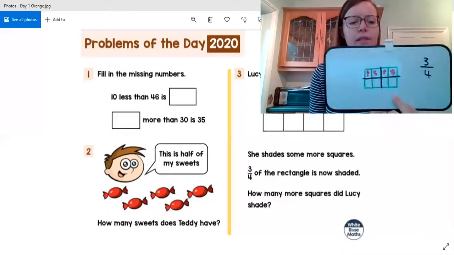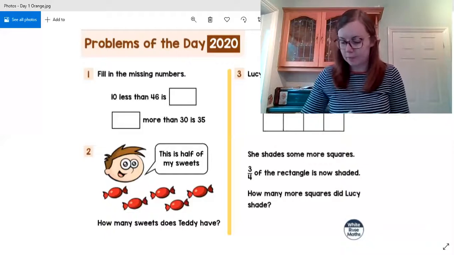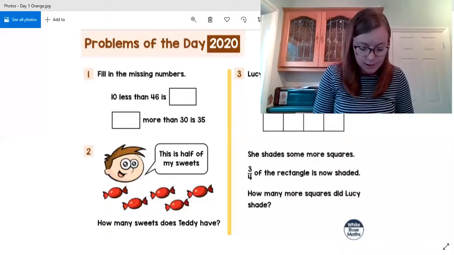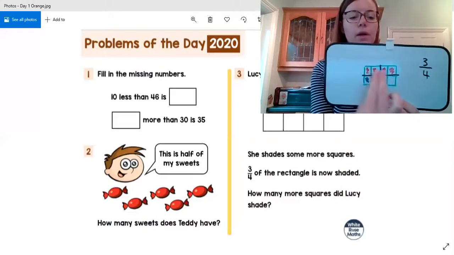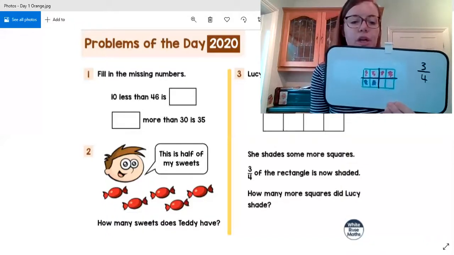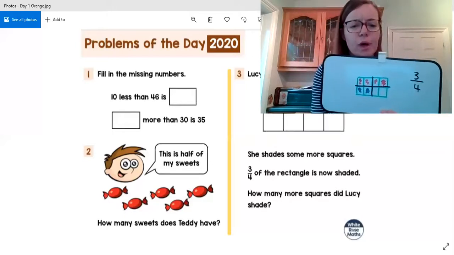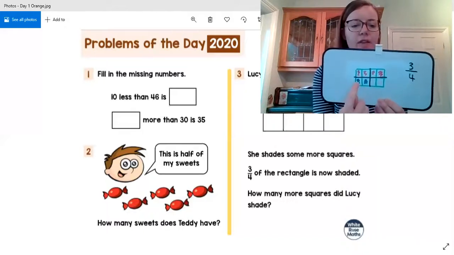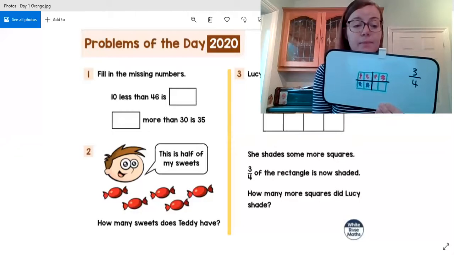In the question, we wanted 3/4 coloured in. So I need to colour in another section. So let me just get my different pen and colour that in. And let's have a look now. 1, 2, 3 sections coloured in, 3/4. The question though asks us, how many more squares did I colour? So I started with 4 squares coloured, and I've coloured these in. So I have coloured 2 more squares.